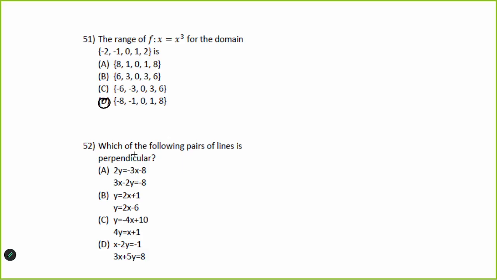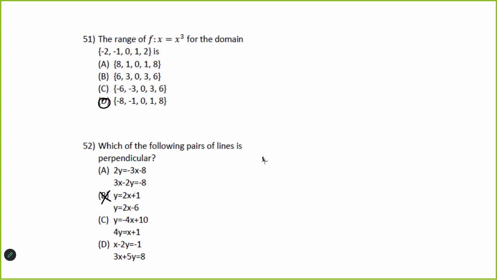This one here, which of the following lines is perpendicular, meaning their gradients, when you multiply them, you're going to get negative 1. It will not be this because the gradient of this is 2, and 2 by 2 is 4. It could be this one.